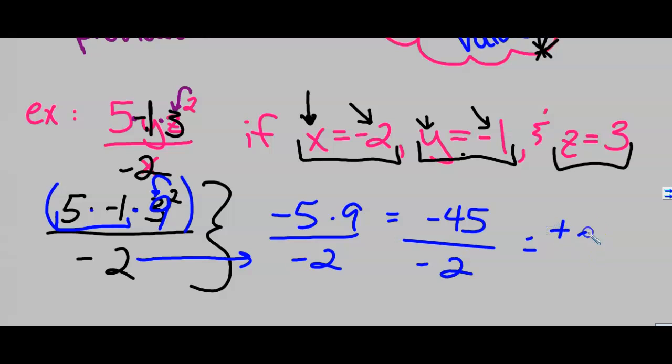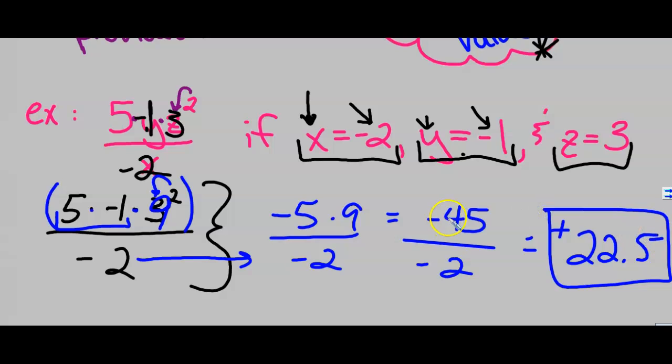We get a positive 22.5. Do not be afraid of those decimals. How many 2's are in 45? Well, there's 2 2's in 4. There's 2 2's in 5 with 1 left over. So that becomes a decimal right here, and we get 5.